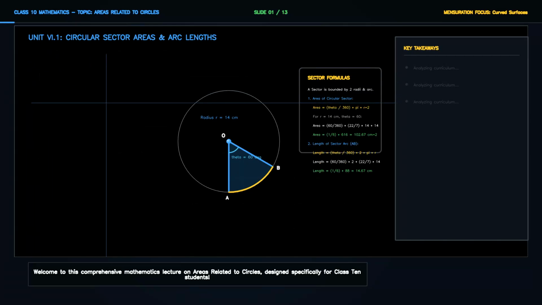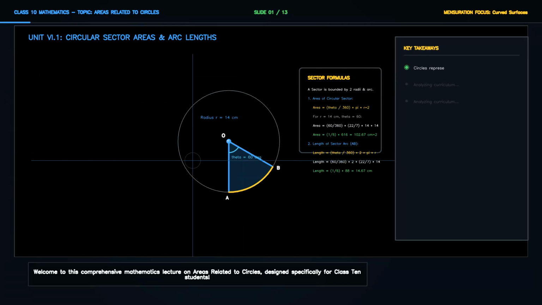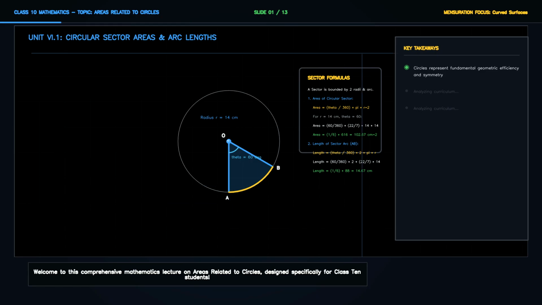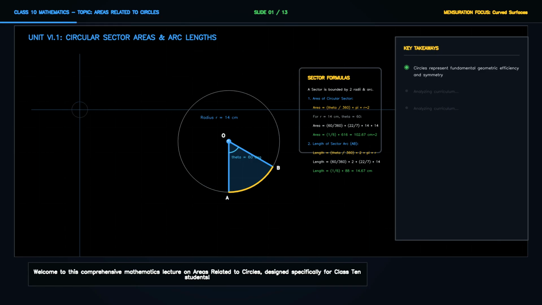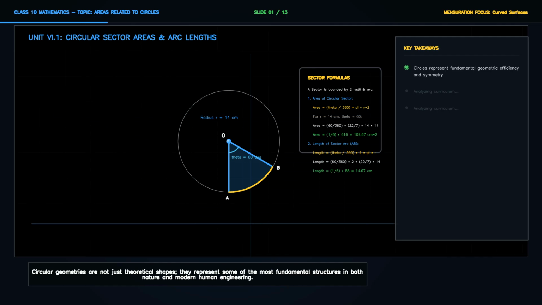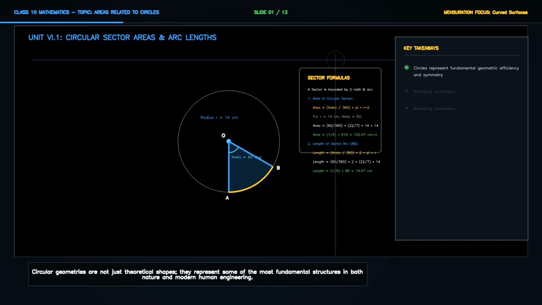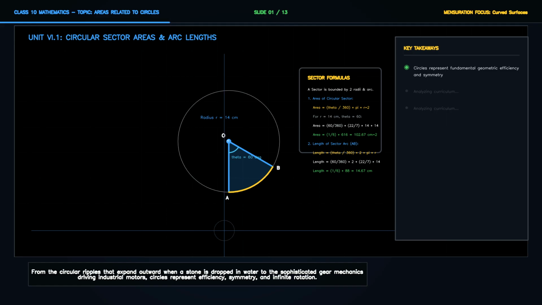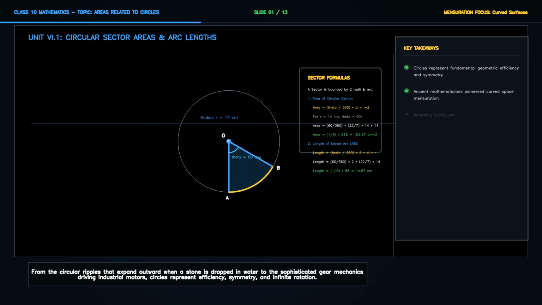Welcome to this comprehensive mathematics lecture on areas related to circles, designed specifically for Class 10 students. Circular geometries are not just theoretical shapes. They represent some of the most fundamental structures in both nature and modern human engineering. From the circular ripples that expand outward when a stone is dropped in water to the sophisticated gear mechanics driving industrial motors, circles represent efficiency, symmetry, and infinite rotation.